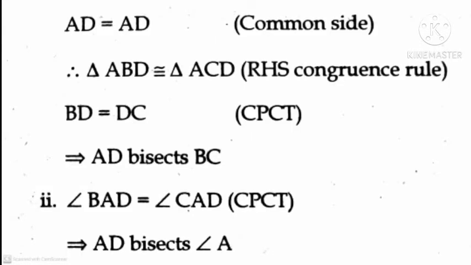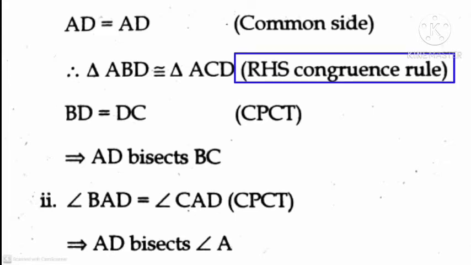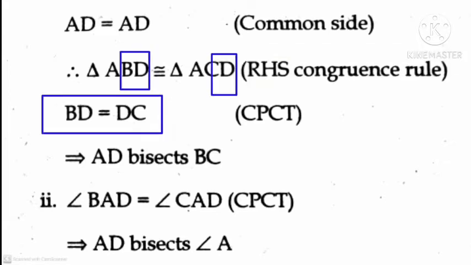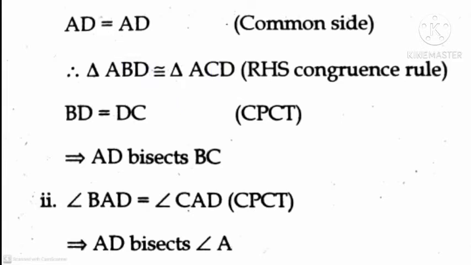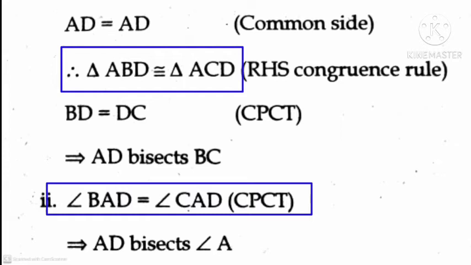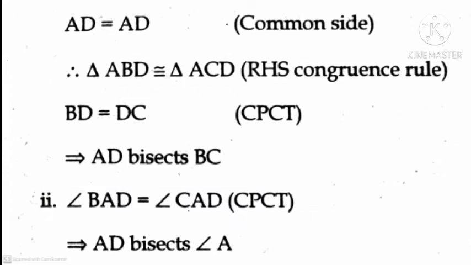AD is equal to AD, it is a common side of both triangles. Therefore, triangle ABD is congruent to triangle ACD according to the RHS congruence rule. RHS means right angle, hypotenuse and side. Next step, BD is equal to DC. It is a CPCT. That implies AD bisects BC. Solution for second question. Angle BAD is equal to angle CAD. It is also CPCT. That implies AD bisects angle A.